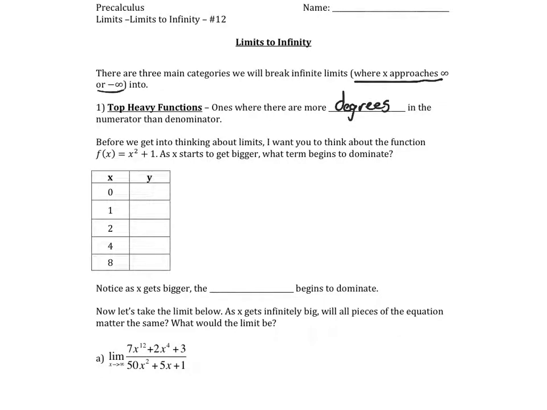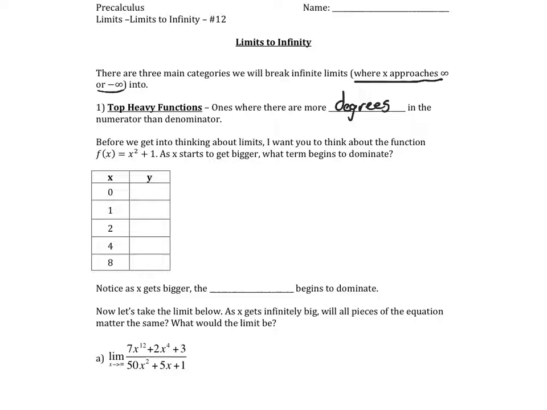So if you look at something like part A down below here, we'll get to that in a minute, but you can see it's 7x to the 12th plus 2x to the 4th plus 3. That means there are 12 degrees in the numerator, 2 degrees in the denominator. That would be a top-heavy function. But we'll get to that one in a minute.